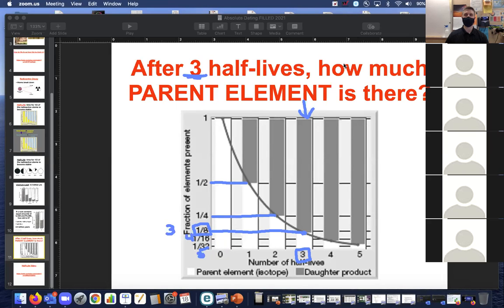We won't have to do a lot with half-life. But I would suggest being able to pull some information if you have a graph or a chart similar to this, being able to pull some information about what's going on in the chart. If you're asked to do that, it might come in handy at some point in the near future.